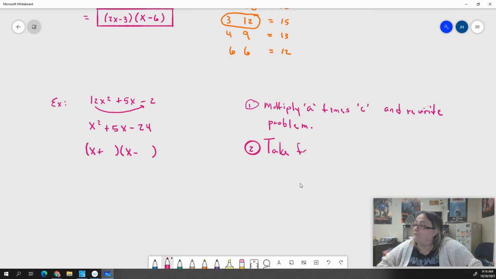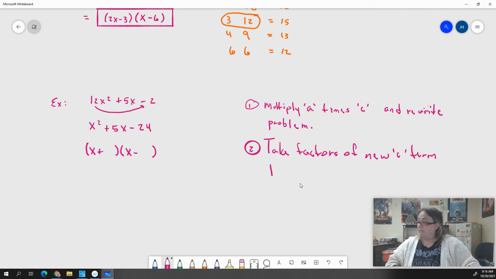Take factors of new C term. Take that add to B.